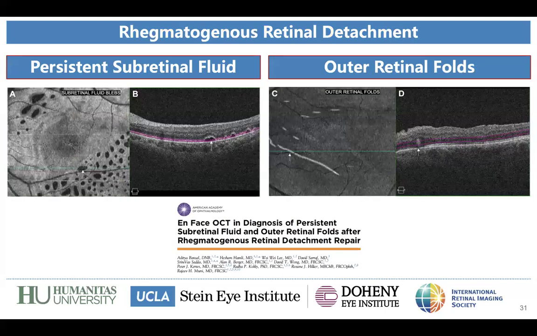Just a quick mention also of the application of en face OCT in the context of rhegmatogenous retinal detachment. In this context, en face OCT can be used to non-invasively visualize the persistent subretinal fluid after surgery, which can be visualized as these hyperreflective blebs, and also the presence of outer retinal folds, which appear as these linear hyperreflective lesions at the level of the outer retina. But these lesions, thanks to en face OCT, have been demonstrated to resolve usually during the first year after surgery.